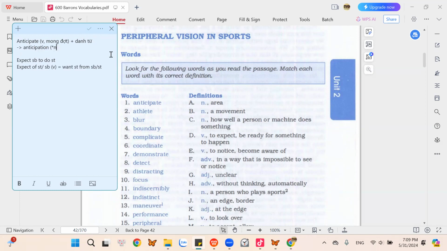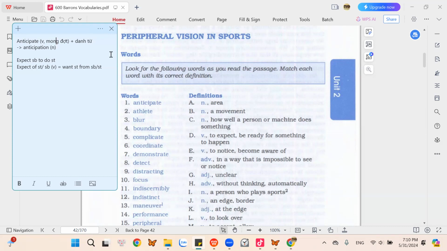Anticipation. For example, you can say that I have lots of anticipations for her visits, which means I want her to visit me, okay? And I imagine that she would visit me, but we don't know for sure. So when you expect somebody, just because of your imagination, you will use the word anticipate.